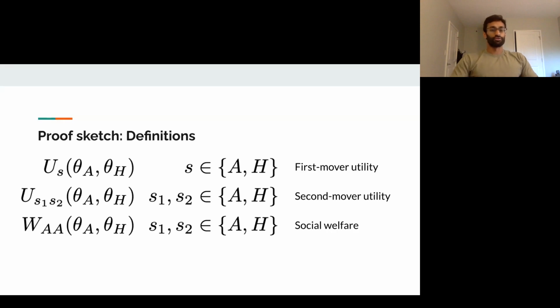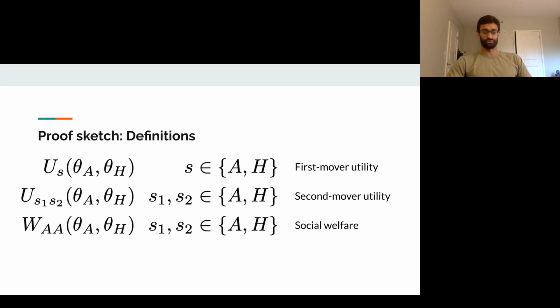Okay, right. So I'm going to define use of S to be the utility of the firm that gets to choose first, right? If they use the algorithm, they'll get use of A. If they use the human, they get use of H. Similarly, I'm going to define U with these two S parameters as being the utility of the second mover. So for instance, what is the utility if you're using strategy S2, given that the person who went before you uses strategy S1? Okay, so those are the two utility definitions we're going to have.